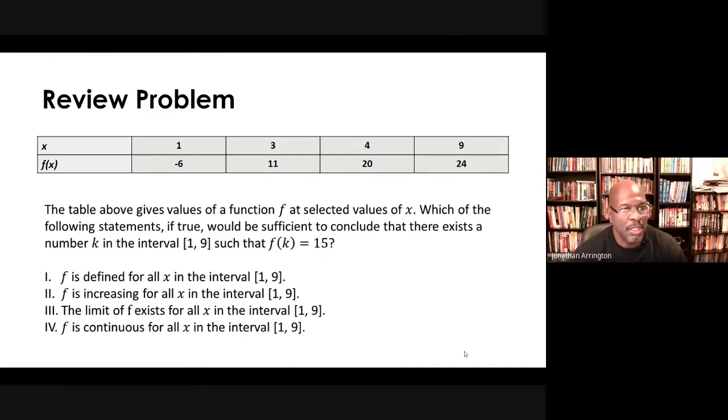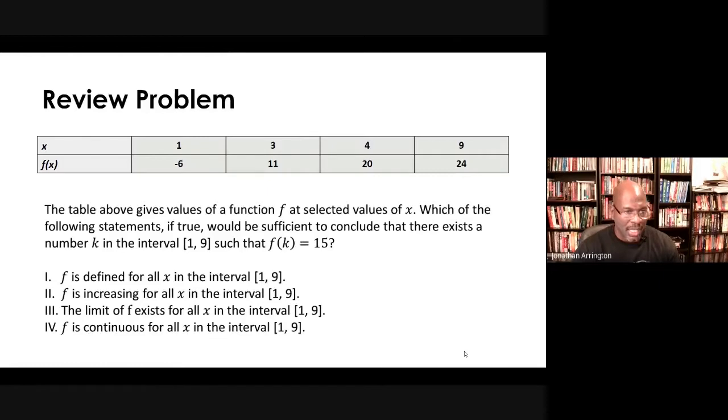It states, the table above gives values of a function f at selected values of x. Which of the following statements, if true, would be sufficient to conclude that there exists a number k in the interval from 1 to 9 such that f of k equals 15? Now, again, you have to think about the things that you have learned where such a statement as there exists a number k in the interval of 1 to 9 such that f of k equals 15 would relate to. And that should only be the intermediate value theorem. It's an existence theorem.